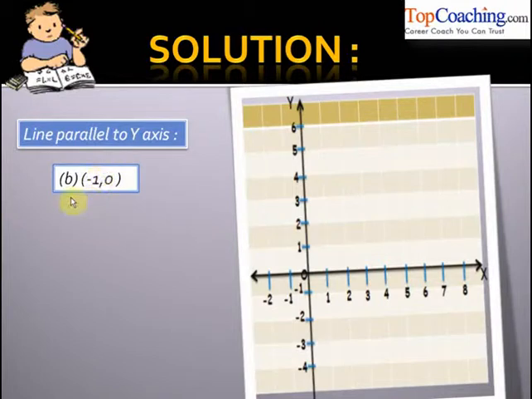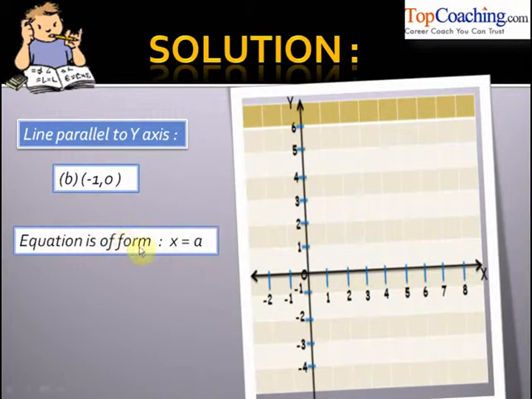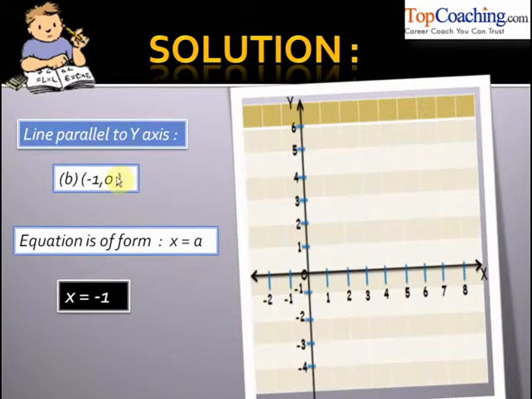Now the next is (-1, 0). So we have to draw a line parallel to the y-axis such that it passes through the point (-1, 0). Now the equation of this line would be of the form x equal to a, and here a is equal to -1. Thus what we get is the equation of the line parallel to the y-axis and passing through the point (-1, 0) would be x equal to -1.